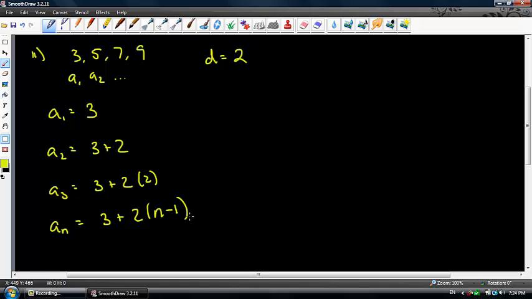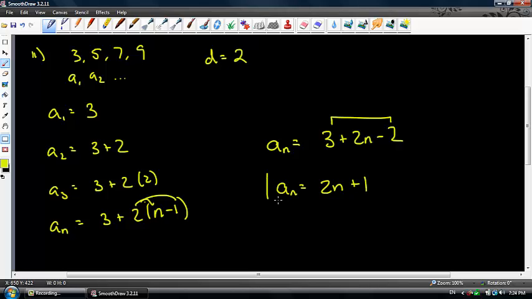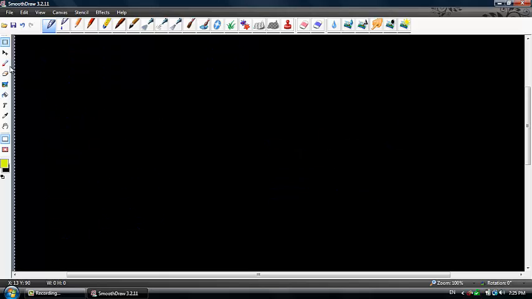And so from here, we can say that a sub n is equal to 3 plus 2 times n minus 1, which is 3 plus 2n minus 2. We can distribute that, and then we can just combine like terms. So a sub n is equal to 2n plus 1. That is our formula for this arithmetic sequence. Okay, so let's go ahead and move on to section 11.2.